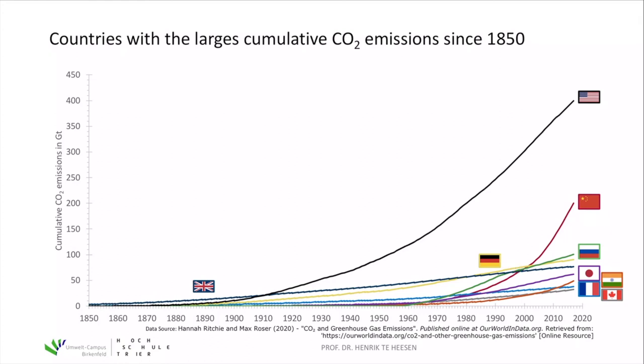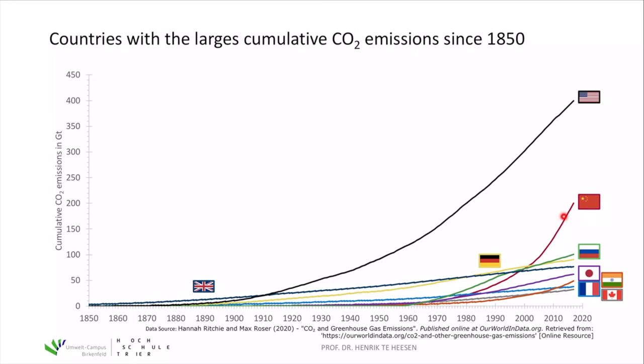And then, of course, what you see is the fast increase of the cumulative CO2 emissions of China. Due to their fast development in the end of the 20th and the beginning of the 21st century, they use fossil fuel to drive their industry. They emit a lot of greenhouse gases. And today they are in second place regarding the cumulative CO2 emissions. Annually, they are in first place. So China emits the largest amount of greenhouse gases.